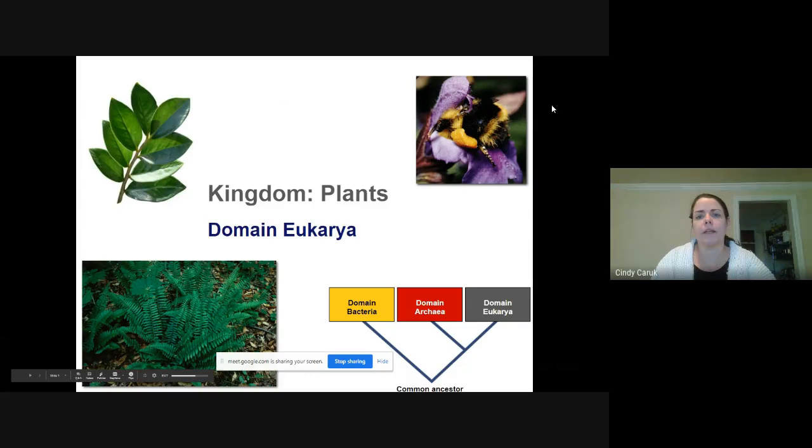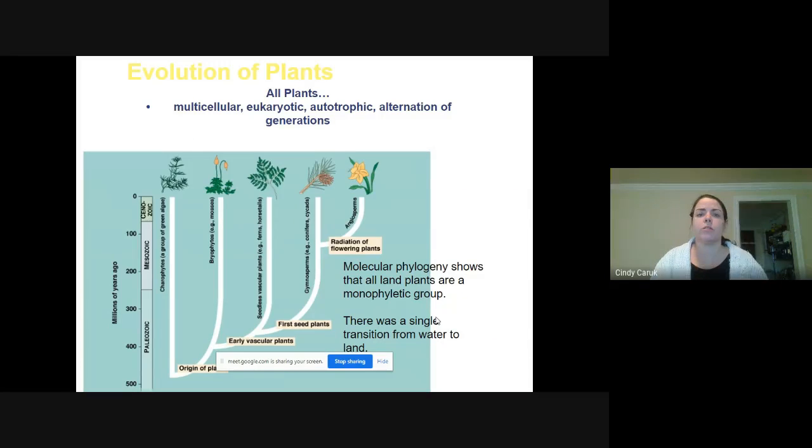Okay, so we're looking at Kingdom Plantae, and it's in the domain eukaryotes. So remember, we're over here, domain eukaryotes, which evolved from domain archaea. So there's a number of different plants. They're an example of a monophyletic group, which means they have only one ancestor that all land plants came from. So we have the ancestor and we have all its descendants. All right, so single transition from water to land. And our earliest land plant that we're going to look at is actually going to be right here, our bryophytes.